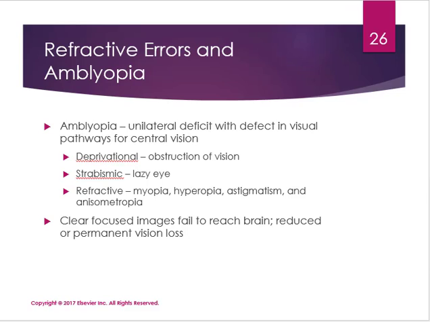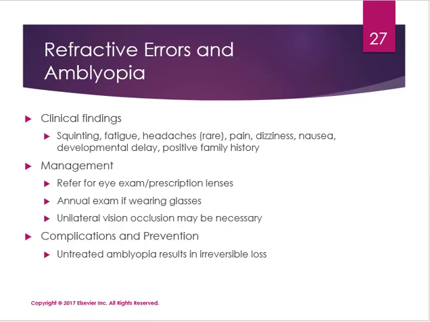These refractive errors are most common in kids. Approximately 30% of pre-adolescent children can have refractive errors such as these listed. So let's talk a little bit about refractive errors and amblyopia. That is typically seen with squinting, tiredness of the eye, headaches, which may be rare though, pain, dizziness, nausea. You may see some developmental delays, and there's a positive family history associated with it.